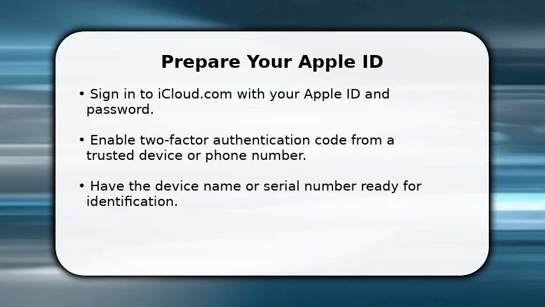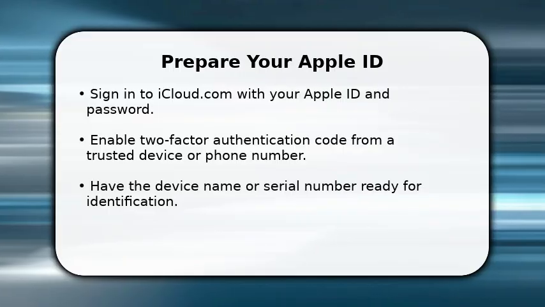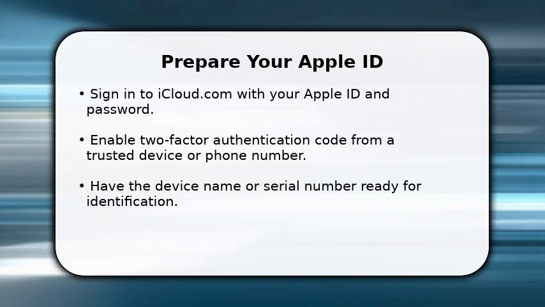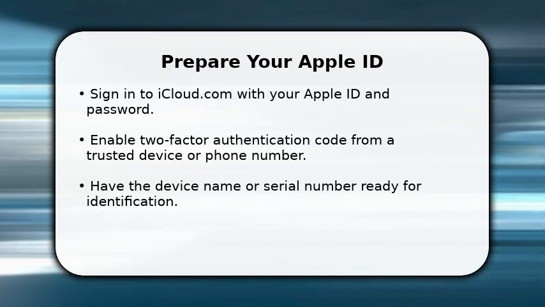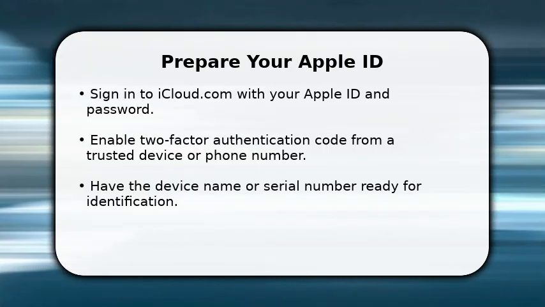First, gather the Apple ID credentials used on the other phone. Sign in to iCloud.com or the Apple ID account page. You must have the password and access to two-factor authentication codes. If you lack access, request the code from the trusted phone number. Also note the device name or serial number from Settings, General, About to identify it. Keep a backup payment method and your bank phone number ready in case you need to contact them.